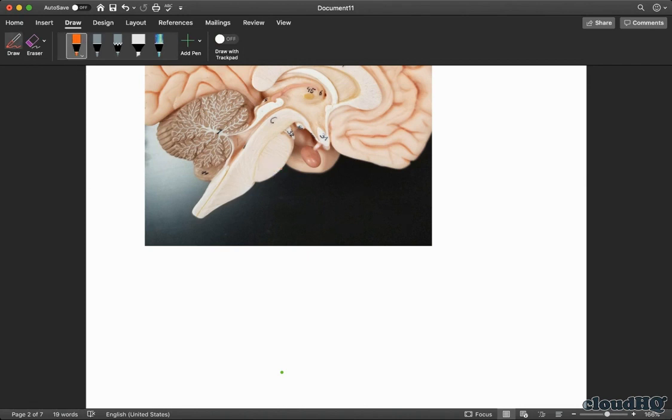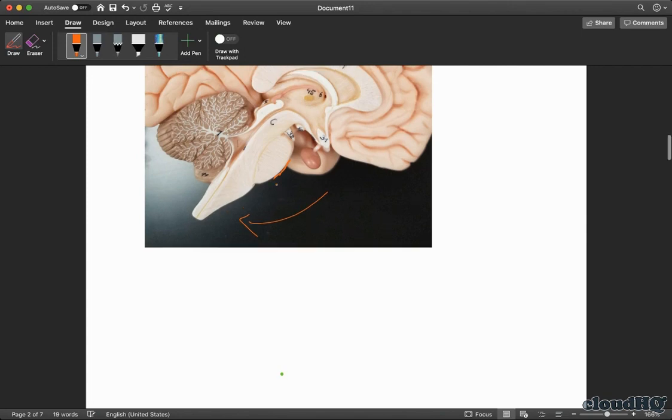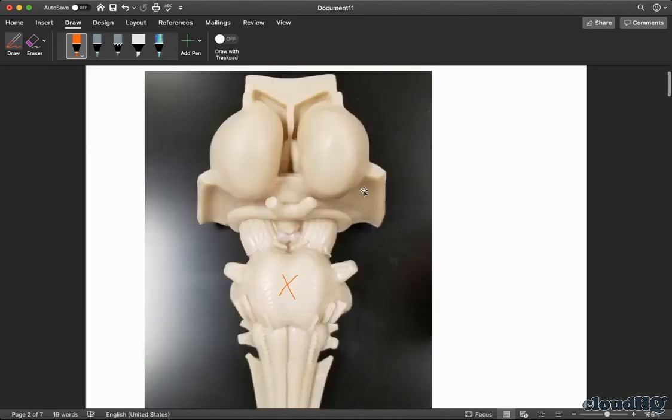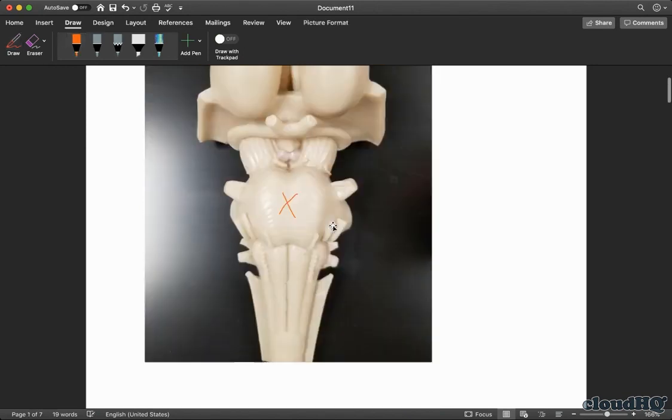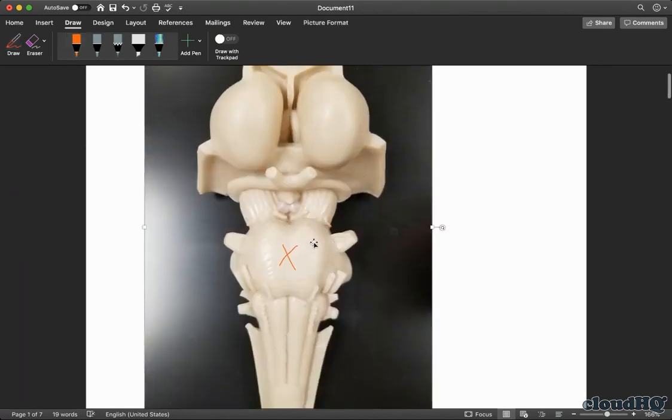Right on this side, okay? So it's like we flip the brain this way, and we're now looking at the underside of the brainstem, okay? So all of this is the most inferior portion of the brainstem.